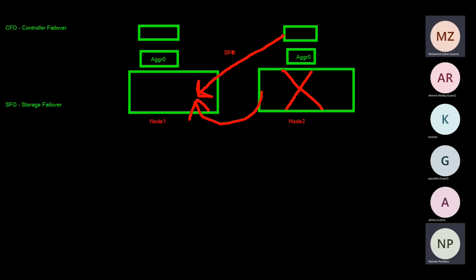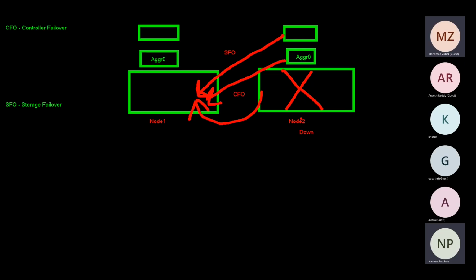Once the SFO is successfully completed, then it is time to move aggr0. As I told you, the controller will not be able to stay up and running without aggr0, right? Because whatever configurations the controller requires to keep running, they will be there on the aggr0. That is the reason. Once node 2 is properly down, only then will it move the aggr0 also to the partner controller. We call this CFO. Only the root aggregate will come under CFO. Okay, this is how it will work.